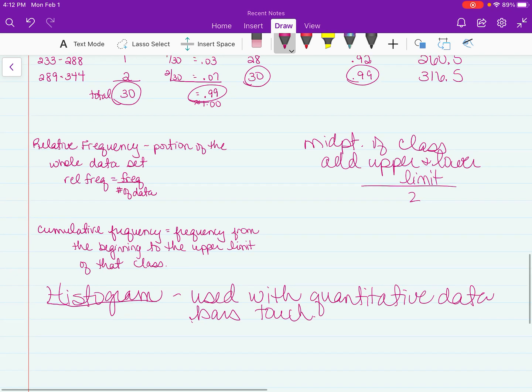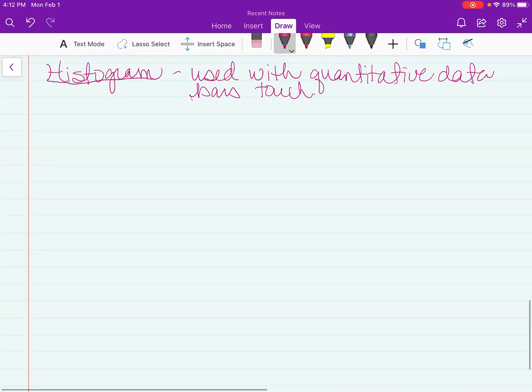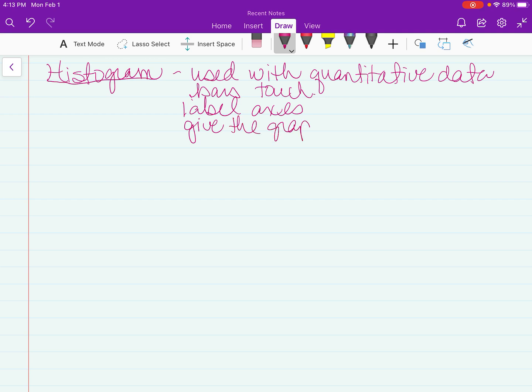The midpoints are often used whenever you're creating the histogram. One of the things that I want to make sure that you do with your histogram is you need to label your axes. You need to give the graph a title. Those are things that you will lose points on for your lab if you don't do. So please make sure that you do these two things.